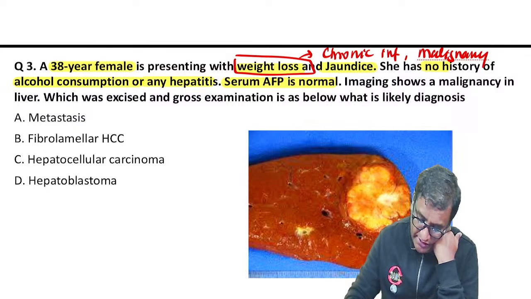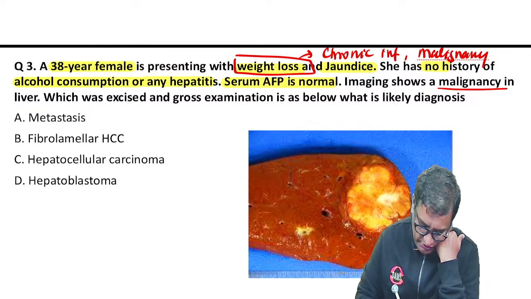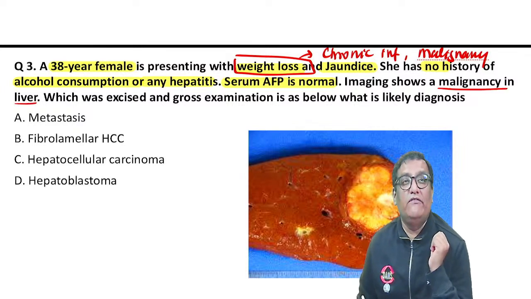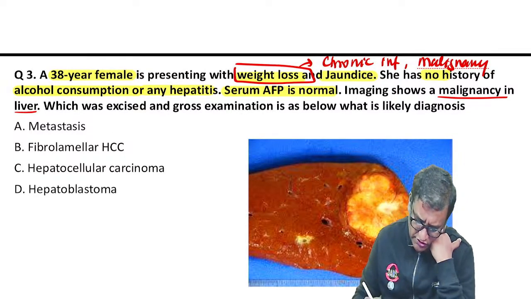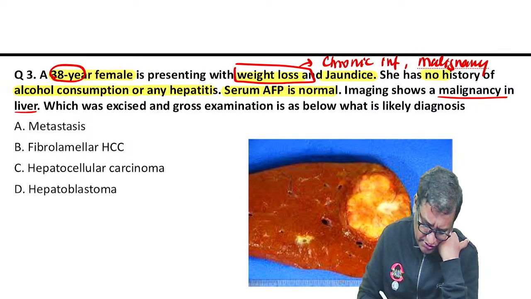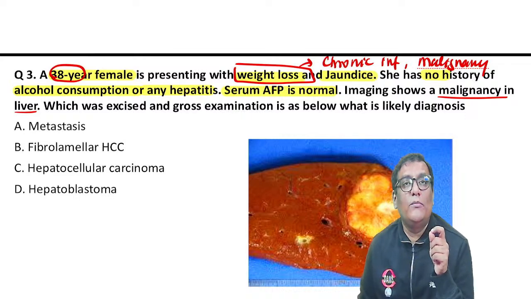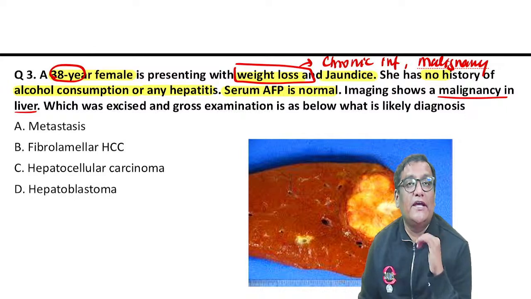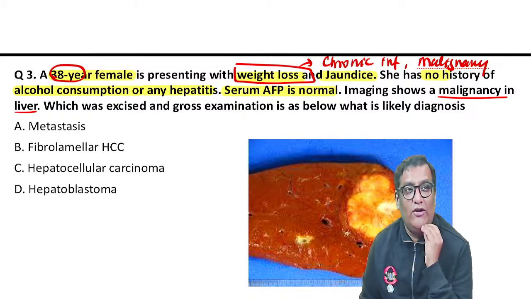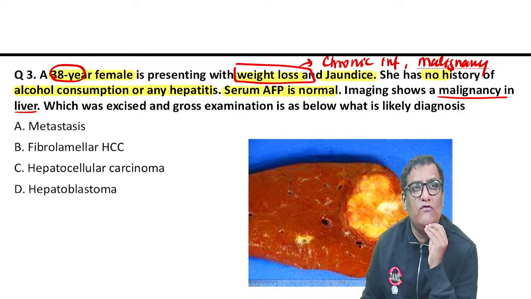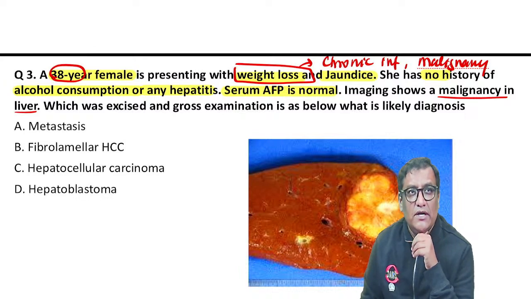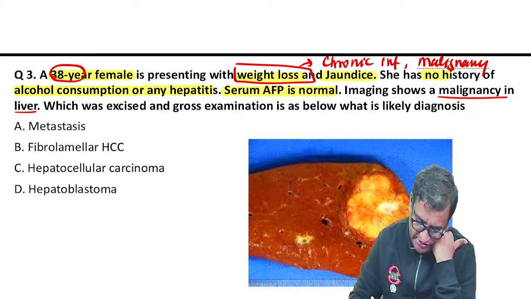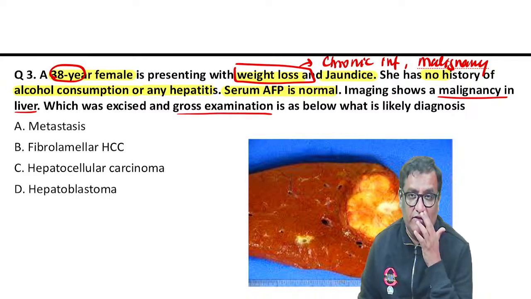Imaging shows malignancy of liver. So tell me now, there is a malignancy of liver but no elevation of AFP, is it common in 38 year? HCCs are usually common in elderly, we were talking. Yes, it will be more common in elderly, beyond 5th, 6th decade of life, not 38. 38 is too young for having HCC. Okay, so it was excised, and the gross examination is as given below.